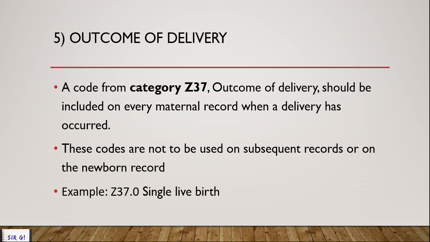So this should be in the maternal record when a delivery has occurred. These codes are not to be used on subsequent encounters or on the newborn record. Guys, your Z37 is for reporting purposes, to show that the mother delivered the baby in our hospital or in our facility. Since these are just supporting details, meaning just information, your Z37 should always be an additional code only. It should never be a primary code.